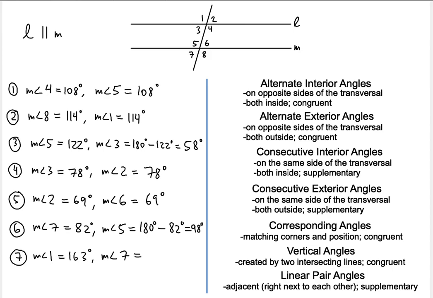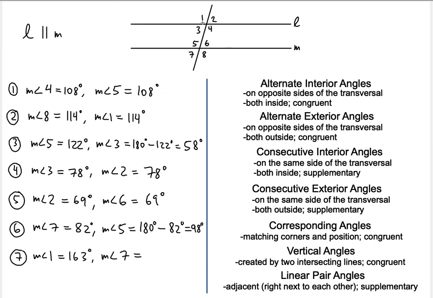So the only thing that you can think of is the consecutive. But consecutive interior doesn't make sense because they both should be inside, right? One of them should be below L and the second one should be above M. But this one is below M and this one is above L. So the only one that makes sense is consecutive exterior angles, right? On the same side of the transversal, which they are, to the left of the transversal, both 1 and 7. And also both outside, which they are, right? 1 is above L, 7 is below M. And also, what's one more thing? Supplementary. Just like the interior angle case for the consecutive, they're both supplementary.